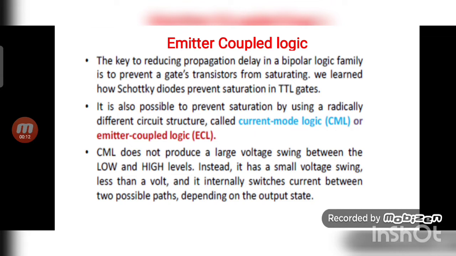In general, in order to avoid deep saturation, in the previous lecture I told that by using a Schottky diode we can reduce the deep saturation. Reducing the deep saturation means we can reduce the propagation delay or transition time of the transistor. So one method is to use Schottky diodes. Another method is emitter coupled logic, which is one of the techniques to reduce the deep saturation. It is also called current mode logic.